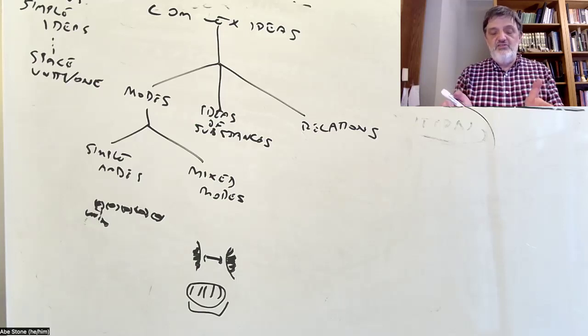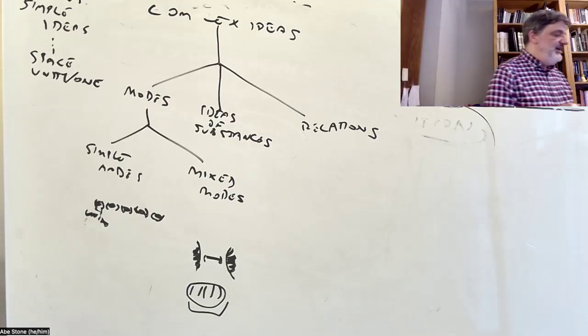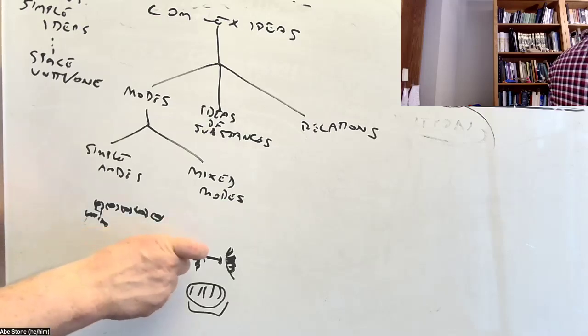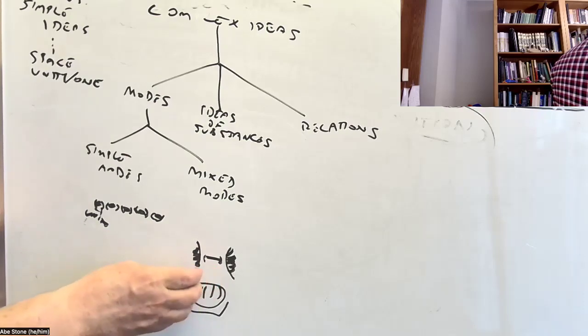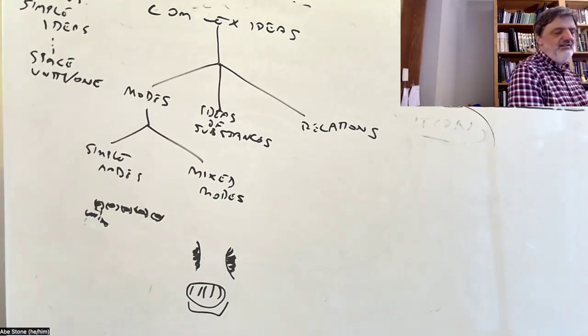So any particular unit of distance you choose is never a simple idea. It's always a simple mode. But it always involves the simple idea of space. So, maybe one thing that's confusing about this is you might say, what do you mean this isn't simple? It has all these parts, right?